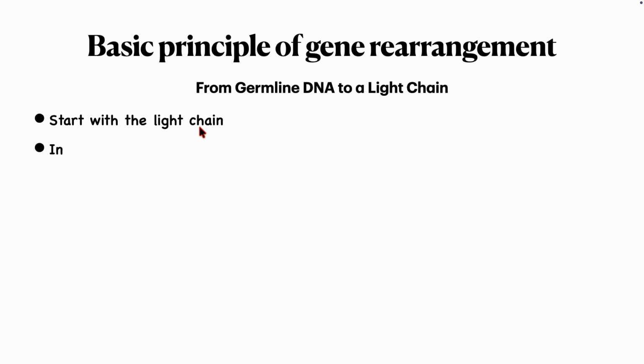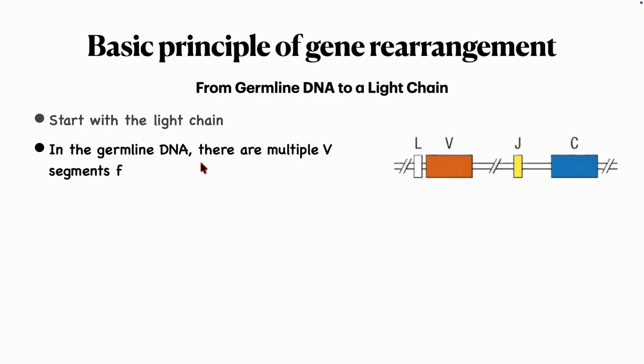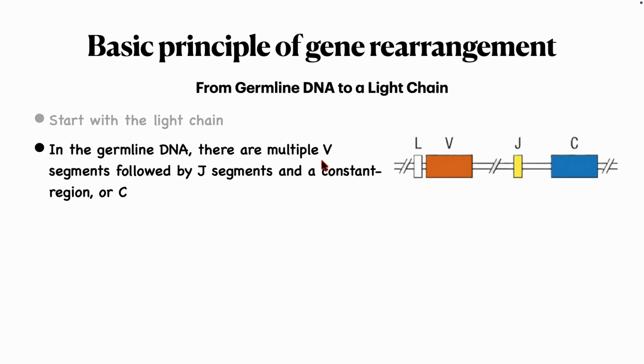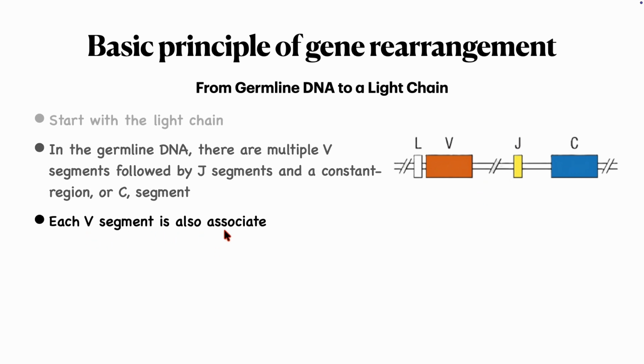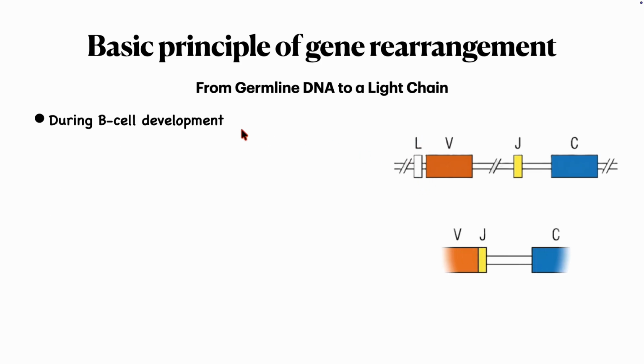We will start with a light chain. In the germline DNA, there are multiple V segments followed by J segments and a constant region or C segment. Each V segment is also associated with a leader or L sequence.